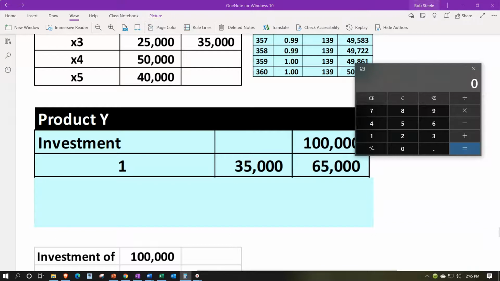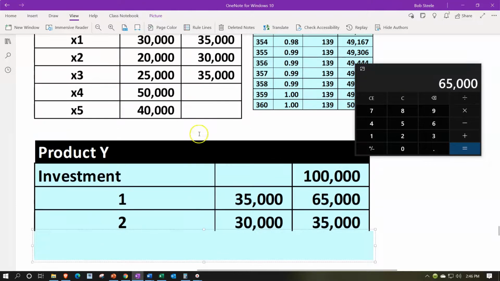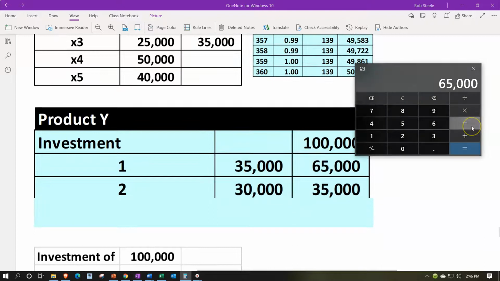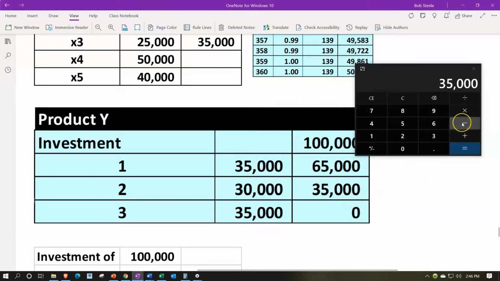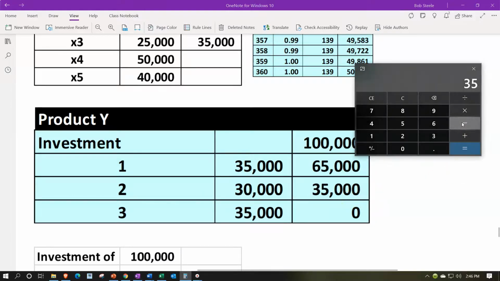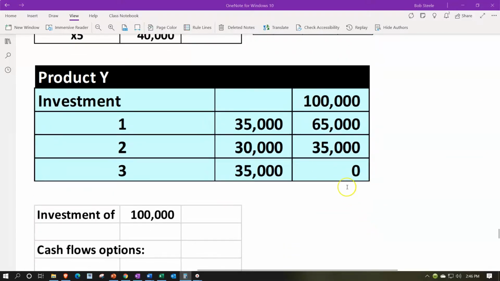So we'll say 100,000 minus 35,000 gives us 65,000. And then in year 2, we're going to get back 30,000. So minus the 30,000 means we're left with 35,000 we haven't got back yet. And in year 3, we get back the 35,000, which brings us to 0, which means it took us 3 years exactly to get our money back. We don't have to do any fraction of a year here because it was even. So 3 years exactly.